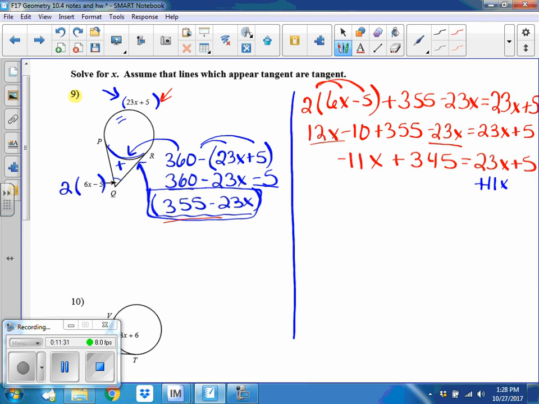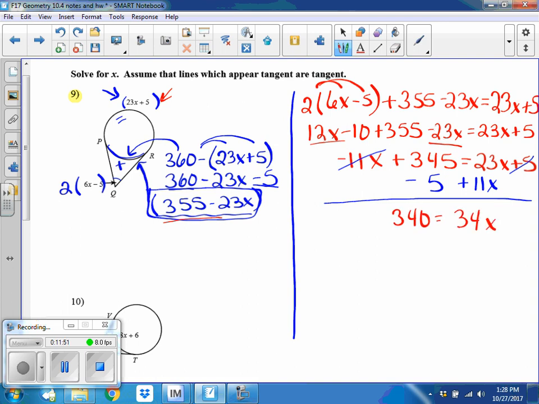Add 11x to cancel this. Let me write that more clearly. We will subtract 5 to get rid of that. And now we have 340 equals 34x. Divide by 34, and x equals 10. And to go back up, that's all we wanted to do was solve for x.